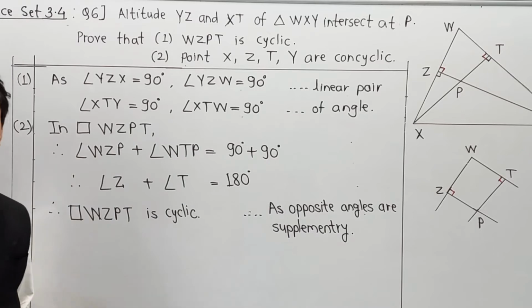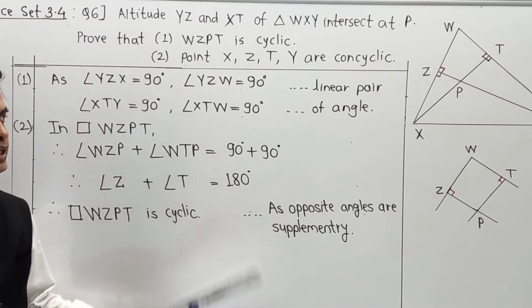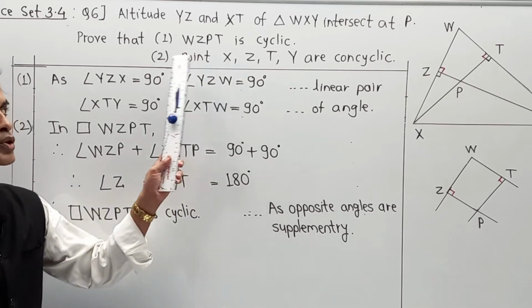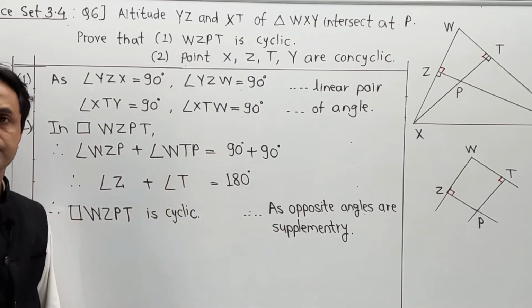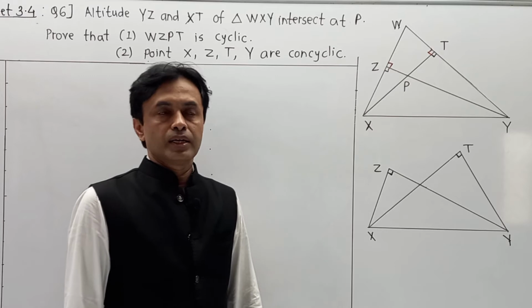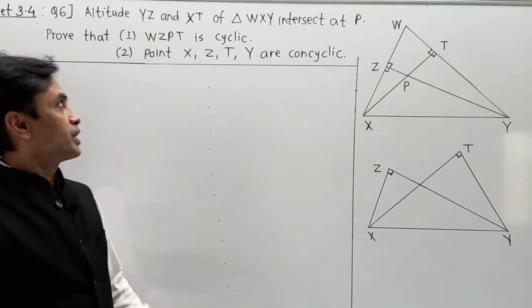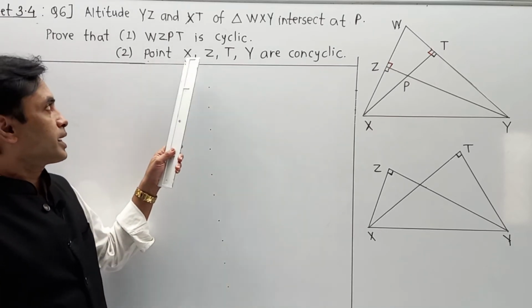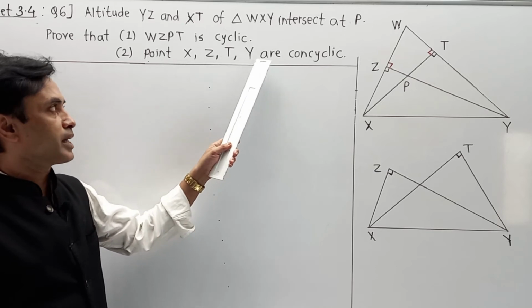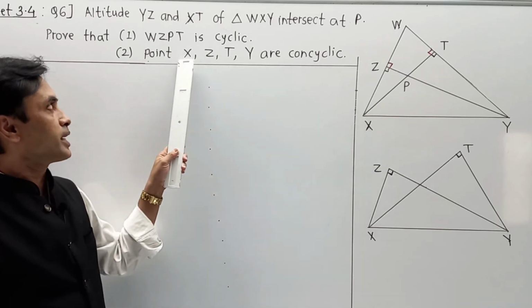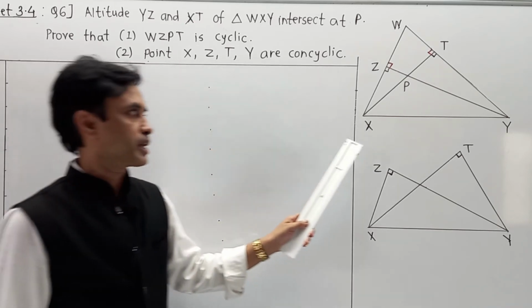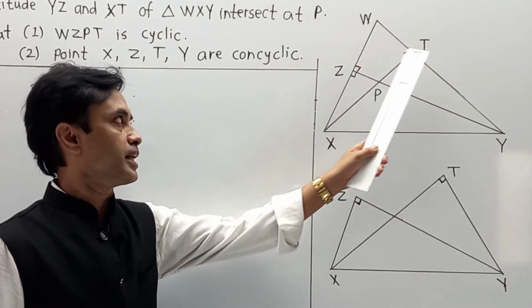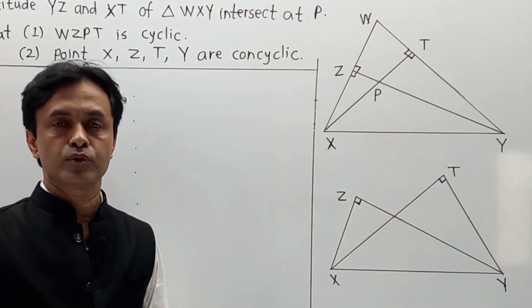Now, in this way we have completed the first part. Now student, as I have completed the first part, I am going to erase it and solve the second part. Now student, we have to prove that points X, Z, T, Y are concyclic.